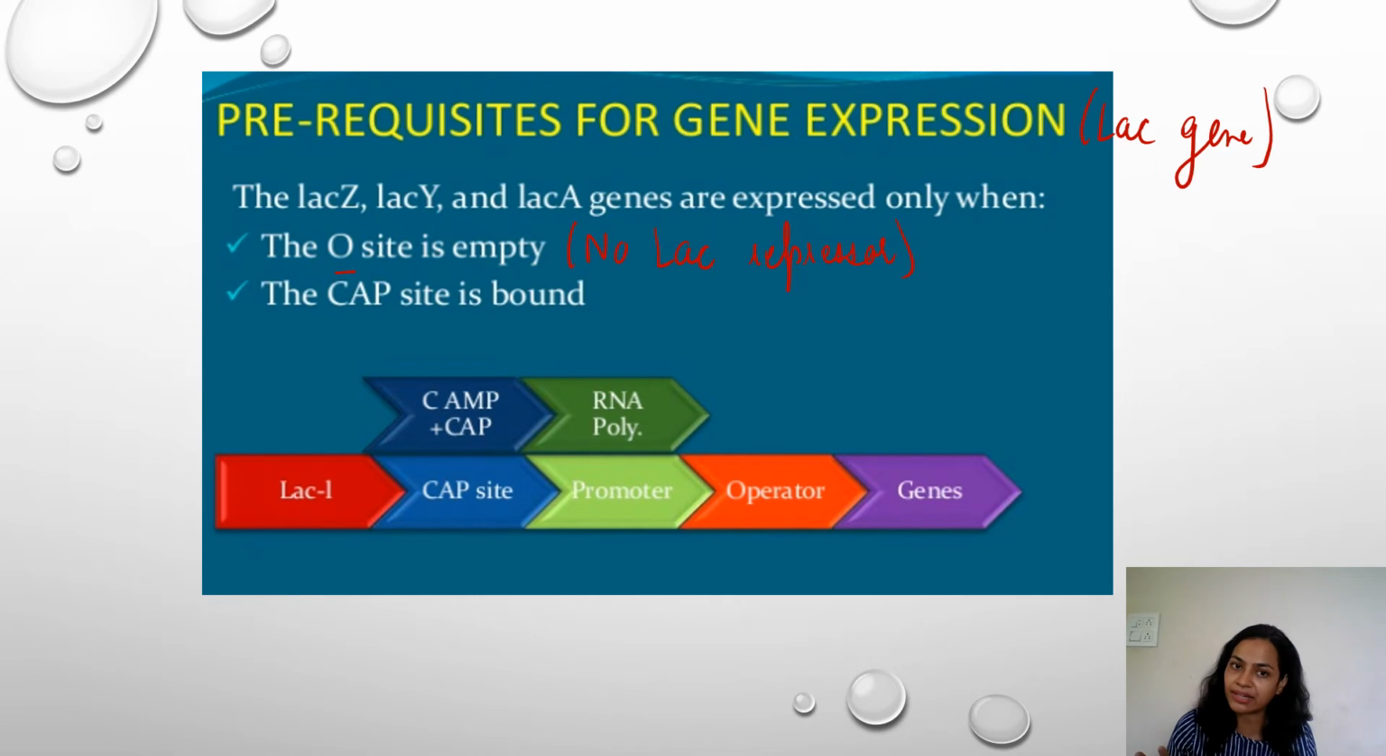it can be activated. दूसरा, when cap is bound, when the cap site is bound to cyclic AMP and cap protein, जब इस पे cap site पे यहाँ पे bind होगा, because it will give which effect? ये positive effect देगा to the lac gene, only then condition it will be activated. Okay, lac repressor यहाँ पे bind नहीं होना चाहिए, because lac repressor क्या है? Repress करता है lac genes को. Okay, that's why it should not be bound for the expression of the gene.